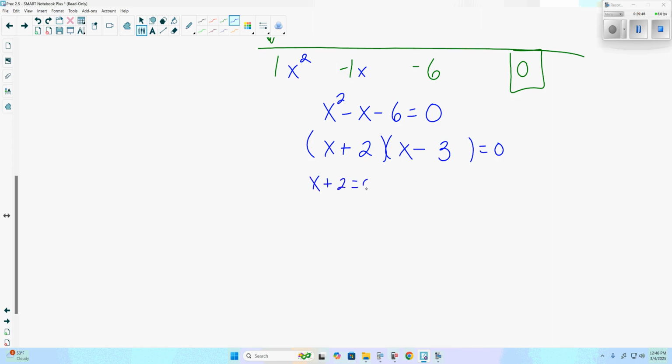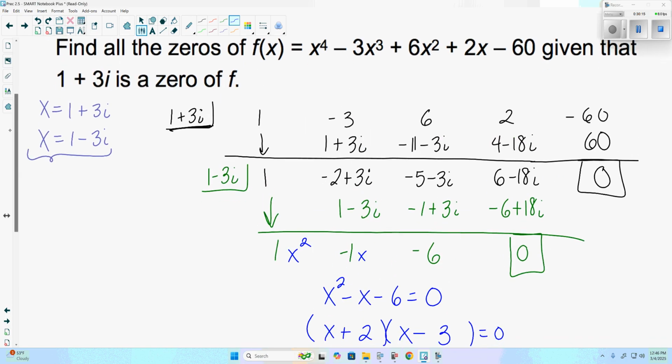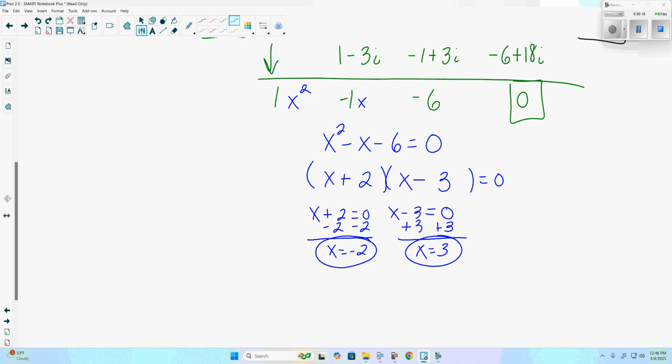Now, since we have two things multiplied together to equal 0, one of them is going to be 0. Either x plus 2 is 0, which tells us the value of x is negative 2, or x minus 3 is 0, which tells us our value of x is 3. So the solutions are negative 2 or 3, which really means we could have graphed the function from the beginning and found those two solutions. And because of our complex conjugates, we know that the other two are solutions as well.